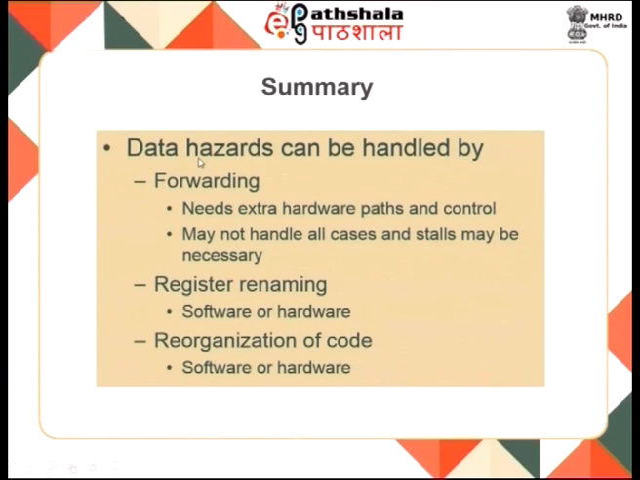To summarize what we have looked at in this module, we have looked at how data hazards can be handled by means of forwarding. Forwarding needs extra hardware paths and control logic. It may not handle all cases and stalls may be necessary, as we pointed out in the case of a load and a subsequent use instruction. And the other data hazards, namely WAR and WAW hazards, can be handled by register renaming using the software, the compiler, or the hardware. They can also be handled by means of reorganization of code, which again can be done by software or hardware.